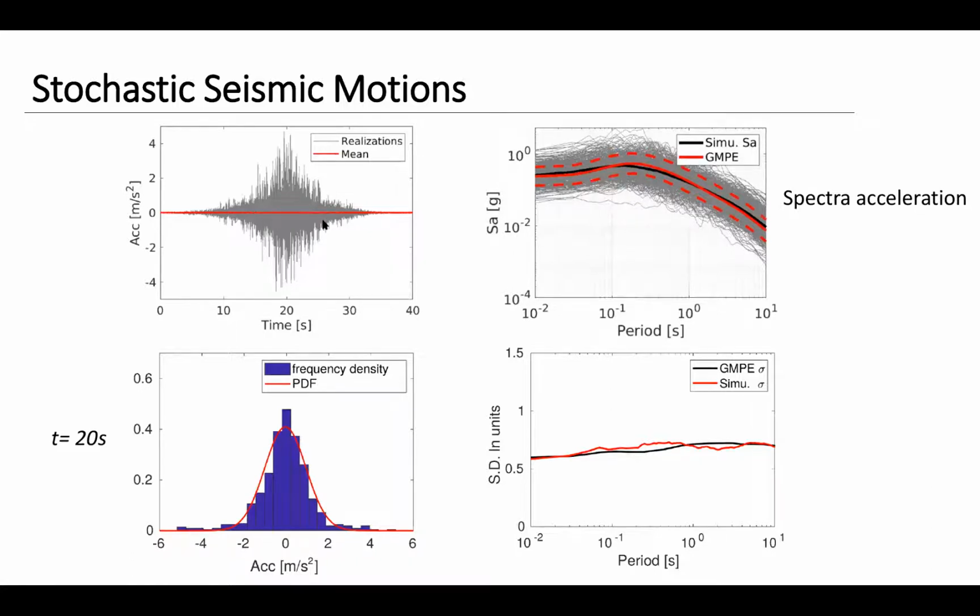So here we show you the first 200 realizations of the uncertain motions that we considered for this example, and we also check the marginal distribution of those uncertain realizations to make sure they can be well captured by the Gaussian distribution. And then it's very important to make sure these simulated uncertain motions have the desirable amount of variability that is consistent with the GMPE.